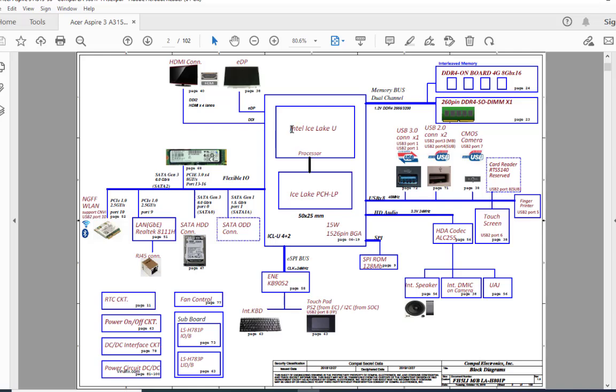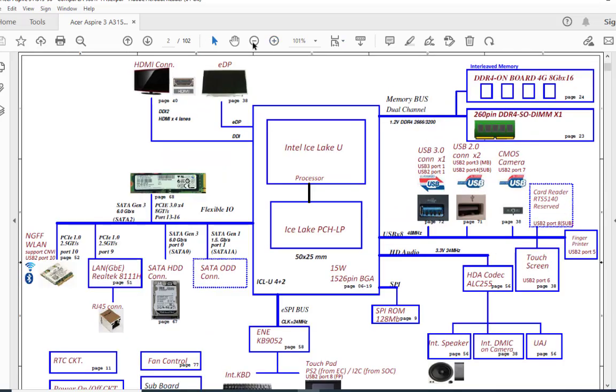Here it mentions the processor name. The processor here is the Intel Core, so that means 10th generation. Here the descriptions are given. So here is the eDP port for the display. eDP stands for embedded DisplayPort, and DDR4 RAM is supported.